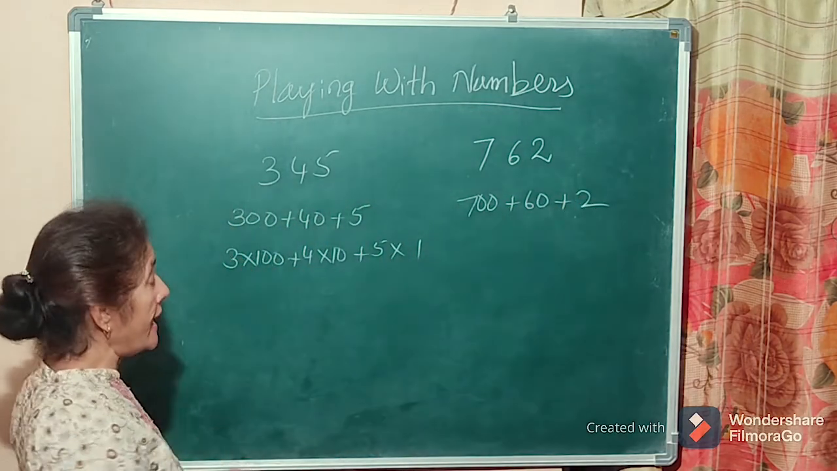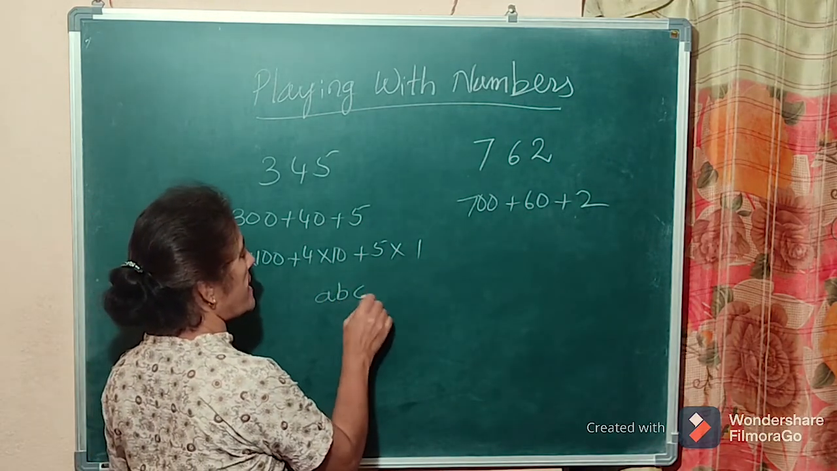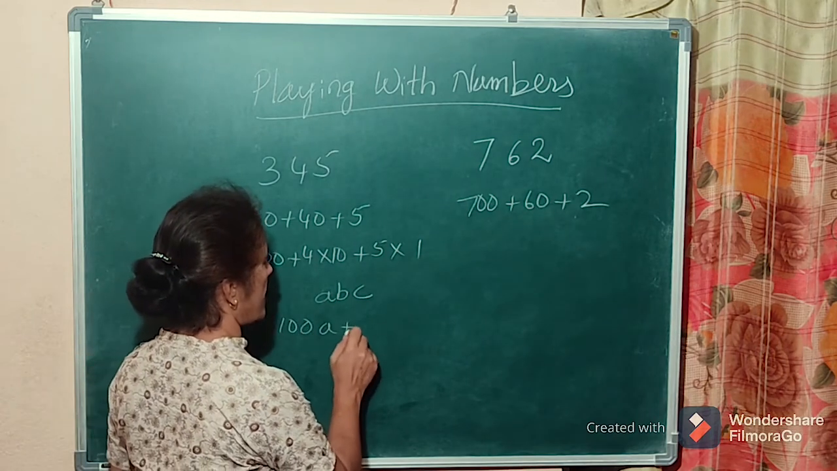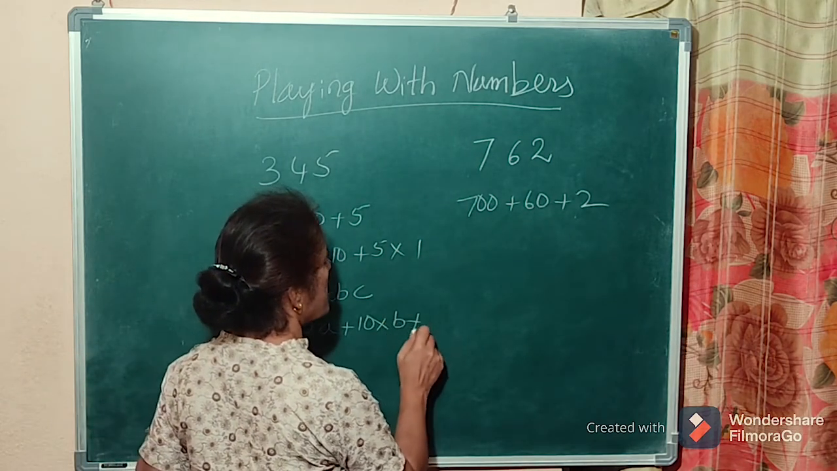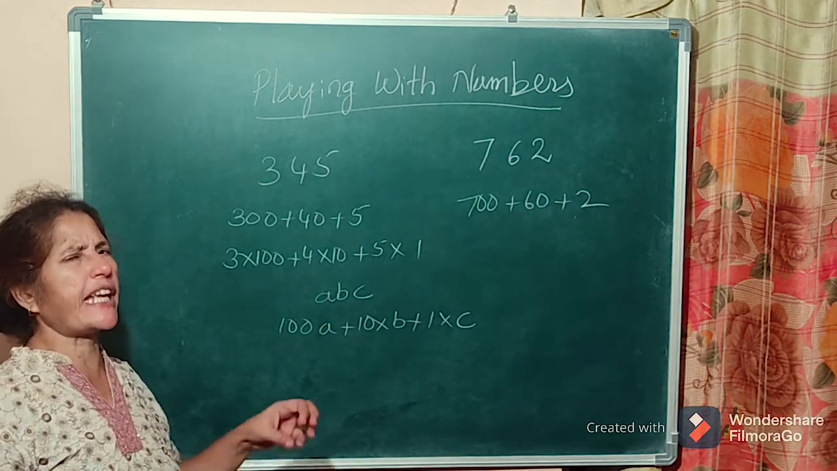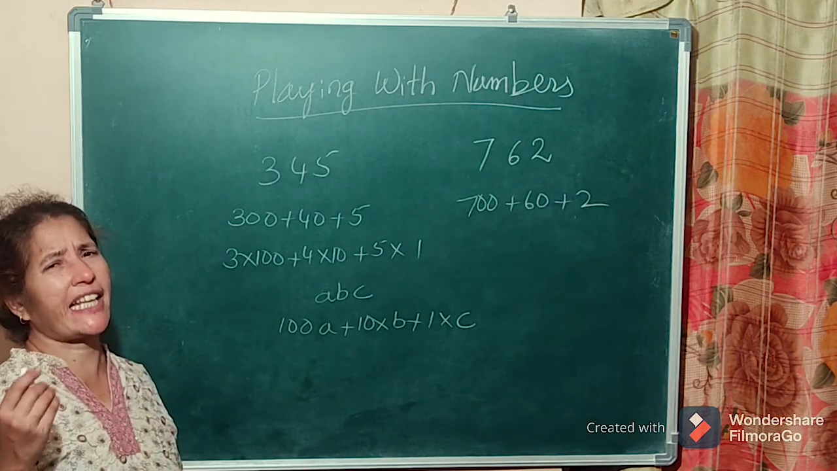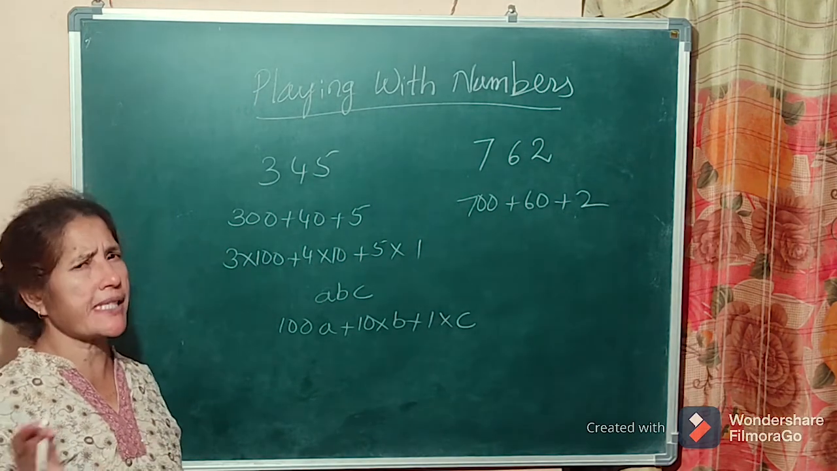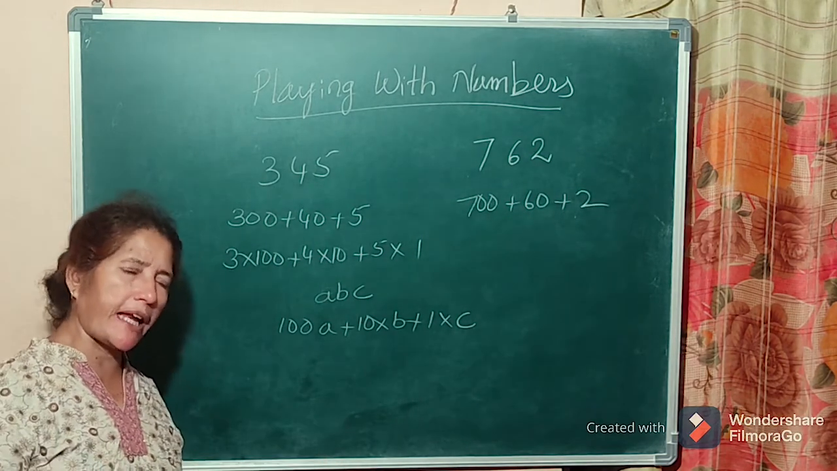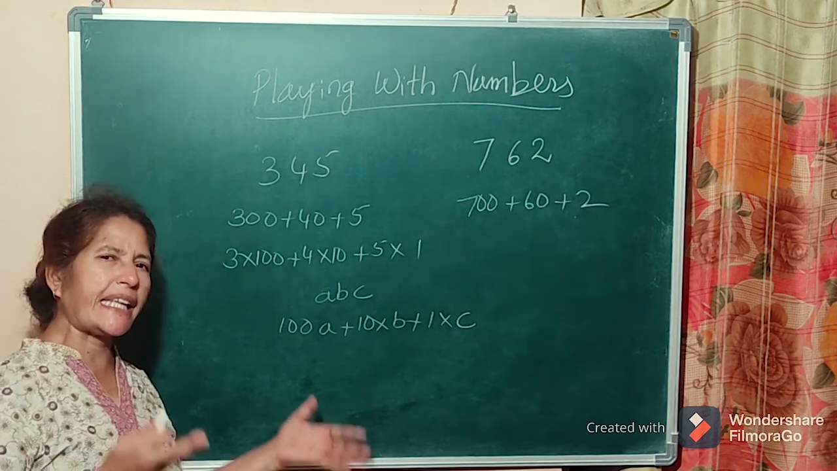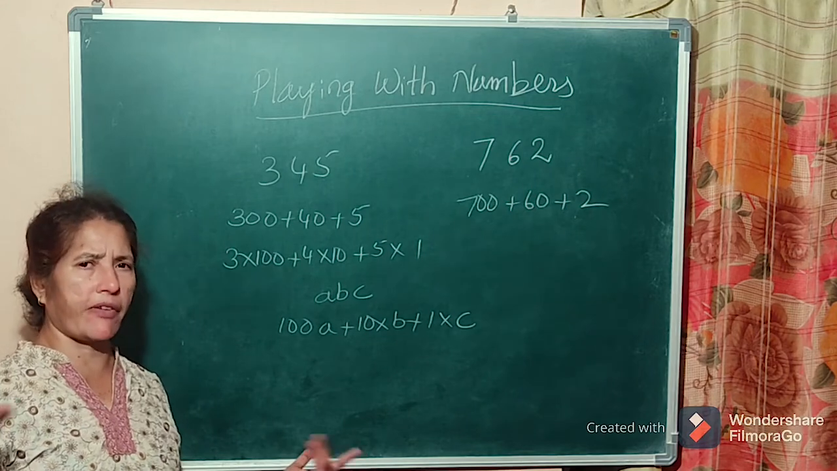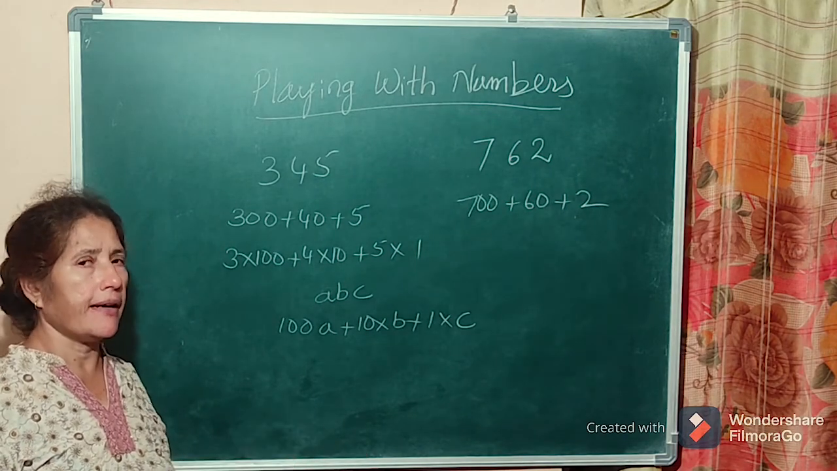Suppose I write down a 3-digit number in the form of ABC. How I have to write down? 100 into A plus 10 into B plus 1 into C. Is it clear to you all? In your textbook there are, try these, writing in the expanded form. Do the same thing. 57, 50 plus 7, 5 into 10 plus 7 into 1. 97, 90 plus 7, 9 into 10 plus 7 into 1. You know, it's very easy.